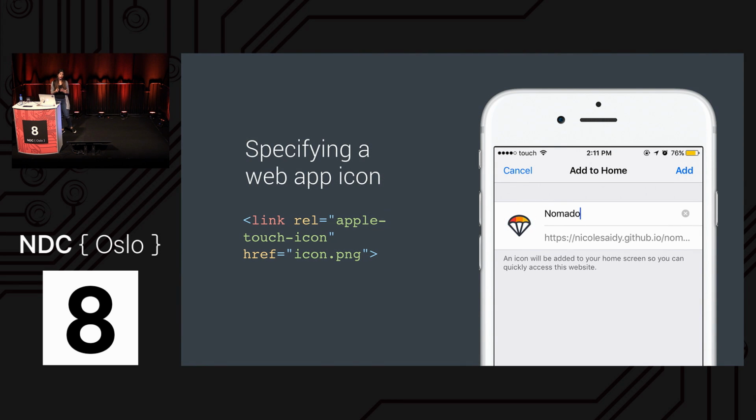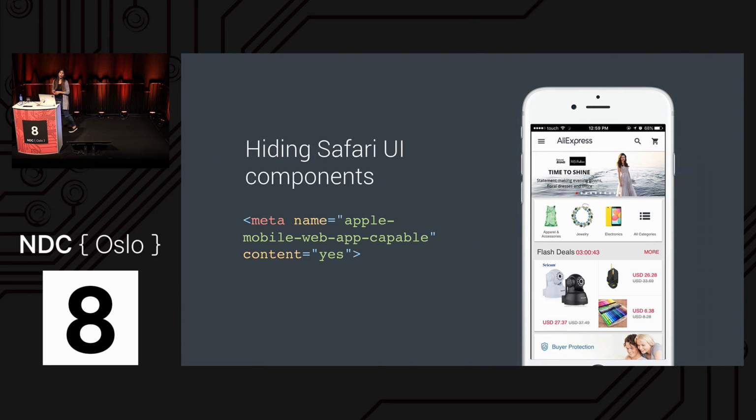So we specify a web app icon like this: a link rel apple-touch-icon with the icon. We can also hide Safari UI components by adding this apple-mobile-web-app-capable meta tag. And this is a very dangerous and powerful meta tag. Here's why.